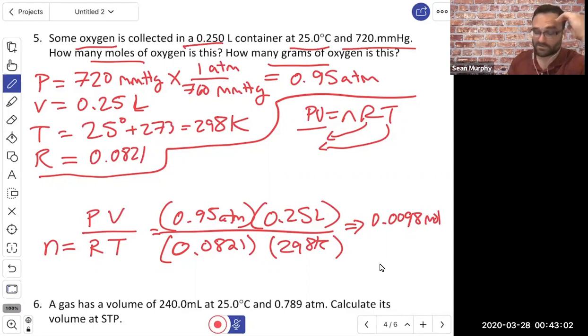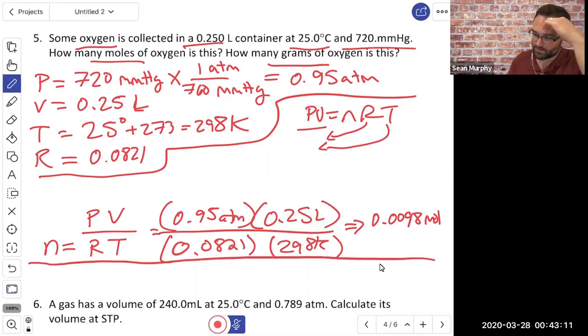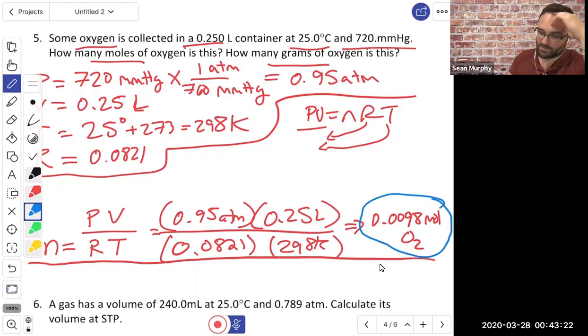I don't think I gave myself enough room. Let's make a little bit of line here because that's the answer for the first part. Moles of oxygen, which is O2. So let me circle that. That's the answer for the first one. And let's see if I gave myself enough room.